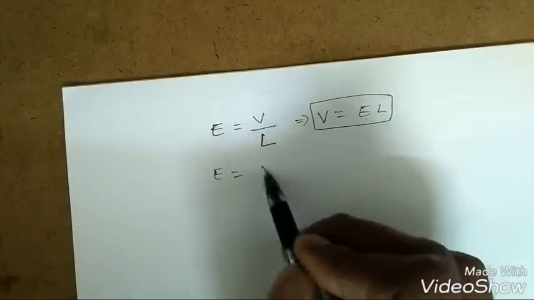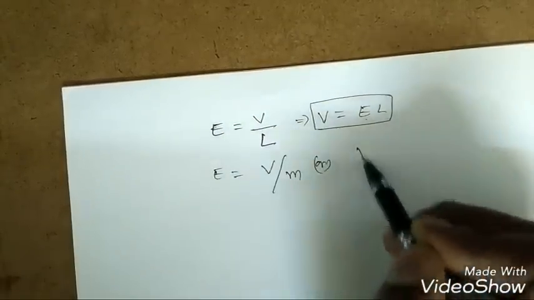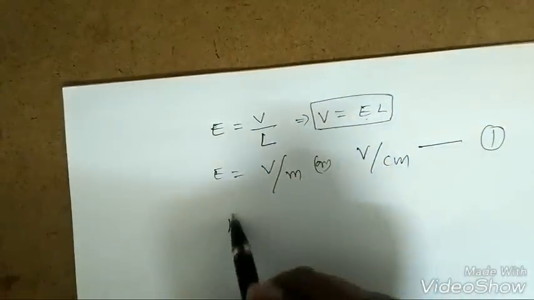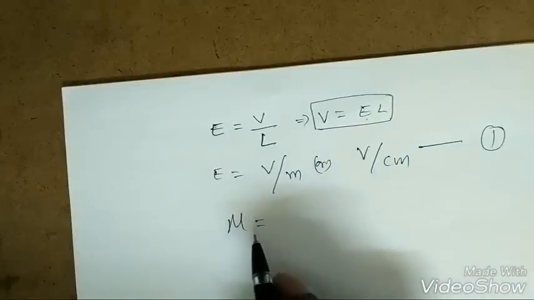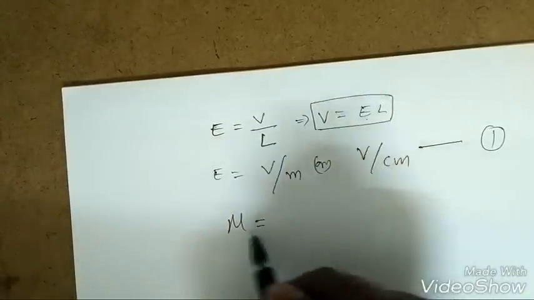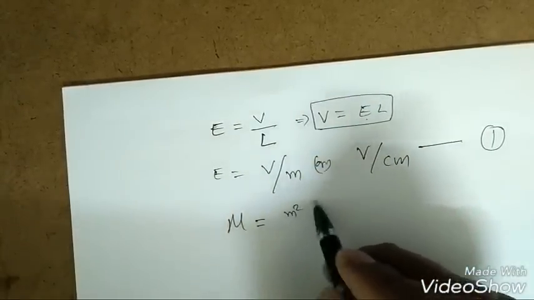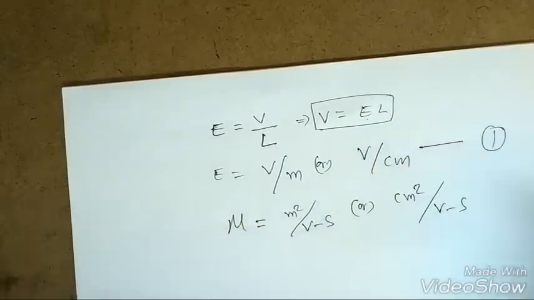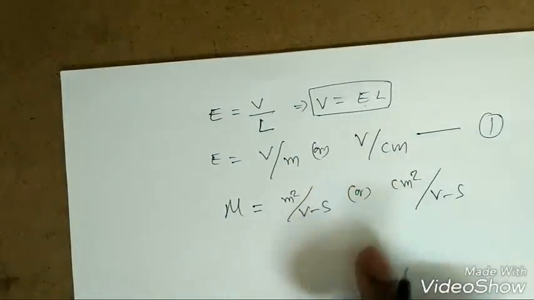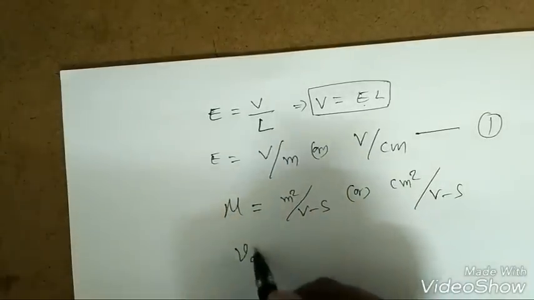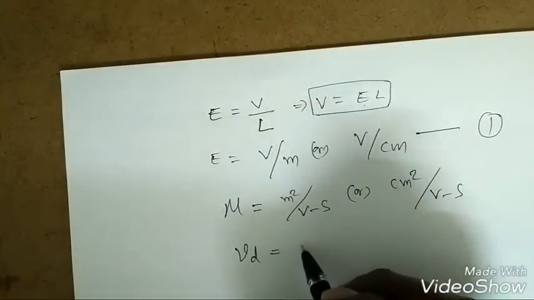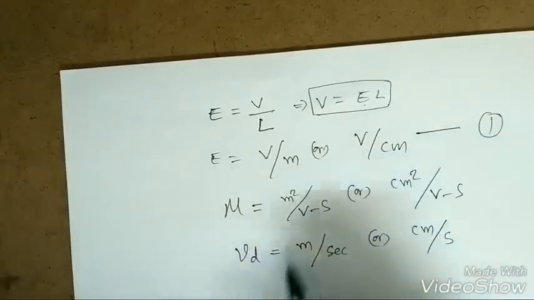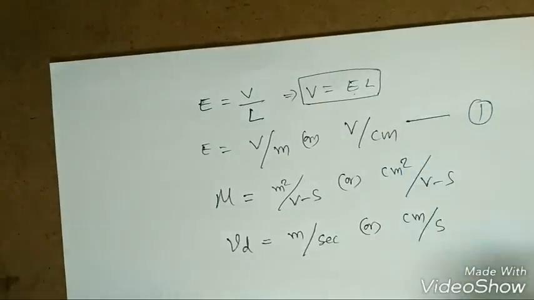So electric field units are volt per meter or volt per centimeter, right? So this is one. And what is the mobility? The notation is mu is equal to Vd by E, right? So its units are either meter square per volt second or centimeter square per volt second. That we will also see. And what is Vd? The drift velocity units are simply either meter per second or centimeter per second. So this is SI units and this is other units.